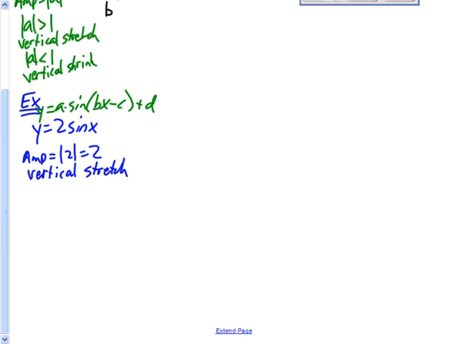There's no movement right or left. C is 0. The period is 2 pi over B. Now you notice your B is 1, right? You see that 1 right there? Well, I just wrote it in. So it's 2 pi over 1, so I still have a period that's 2 pi. And then C is 0, D is 0. So there's no movement right or left, and no movement up or down on this one. So it's just 2 sine of x.